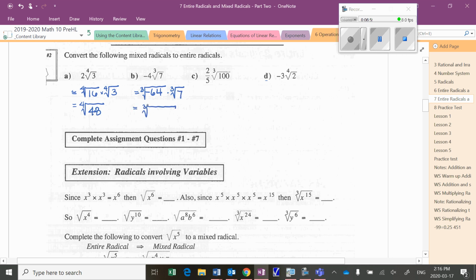and multiplying that all out, then we've got the cube root of 420, and 28 is going to be -448. And so if we take a look at the next one, then 2/5 times the cube root of 100.